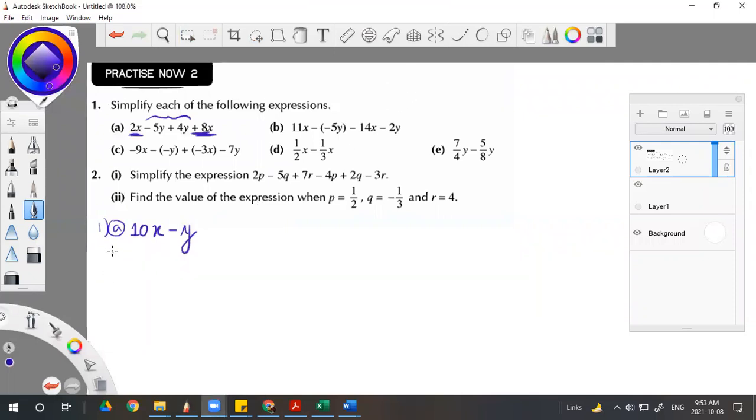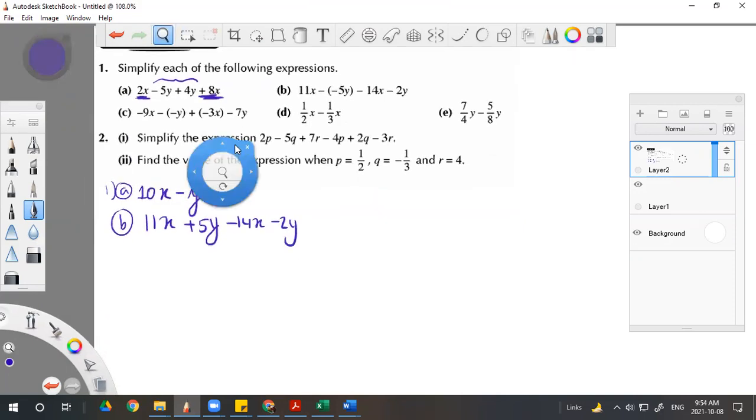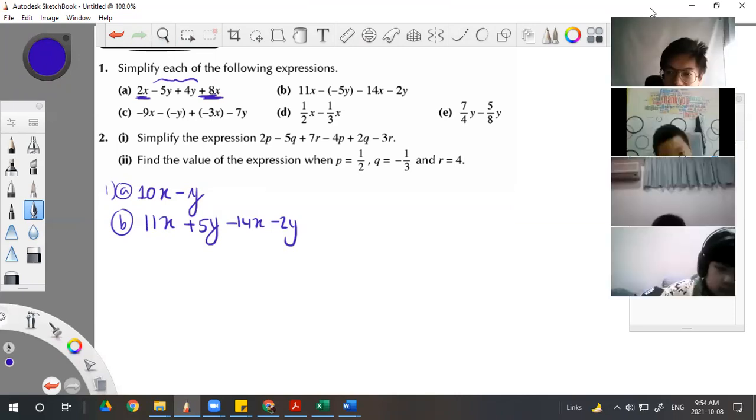Oke, yang B pelan-pelan. Ini ada double sign. 11x plus 5y minus 14x minus 2y, right? Because I just changed the double sign. Satu orang ya, I pick one student. Coba, Vanessa, can you do this? Kamu mau ngomong pakai cara apa aja terserah. Mau lambat, cepat nggak apa-apa. Vanessa, unmute yourself. Yep. Ayo, jadi berapa Vanessa?